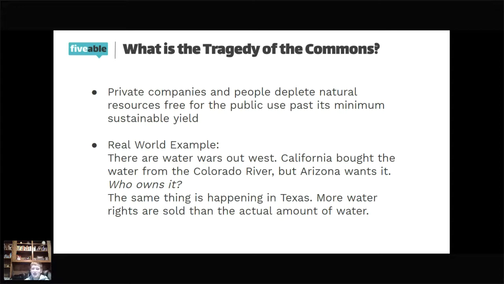Not the kind of wars you think of when you think of world wars, but water wars. California bought the water from the Colorado River, but Arizona wants it. So the Colorado River doesn't directly flow through most of California, but it does go through Arizona. Arizona wants to take the water from the Colorado River that's in Arizona. So who owns it? Nobody knows. They try to take the water, and whenever the water runs out, they're going to be in big trouble. There might be an actual war over this water.